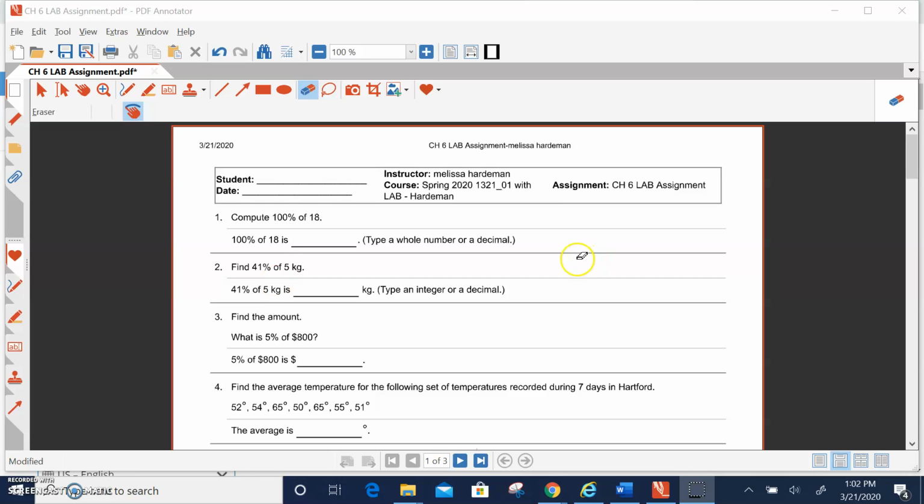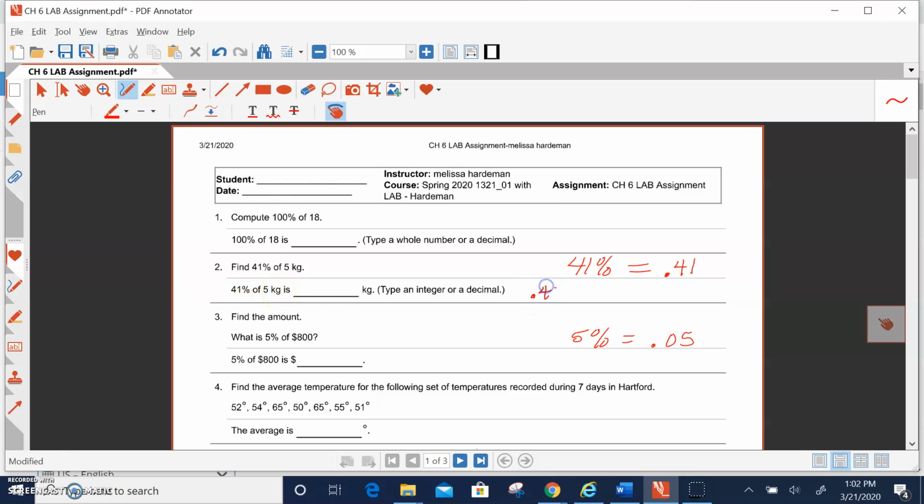Remember, if you have a percent, let's say like 41%, we need to change that percent to a decimal. So changing it to a decimal would be 0.41. Or 5%, we need to work with changing percents to decimals, so that would be 0.05. Once we change those to decimals, then we can work the problem, like 41% of 5 kilograms: 0.41 times 5. If I wanted 5% of 800, 0.05 times 800. So, a quick review of percents.